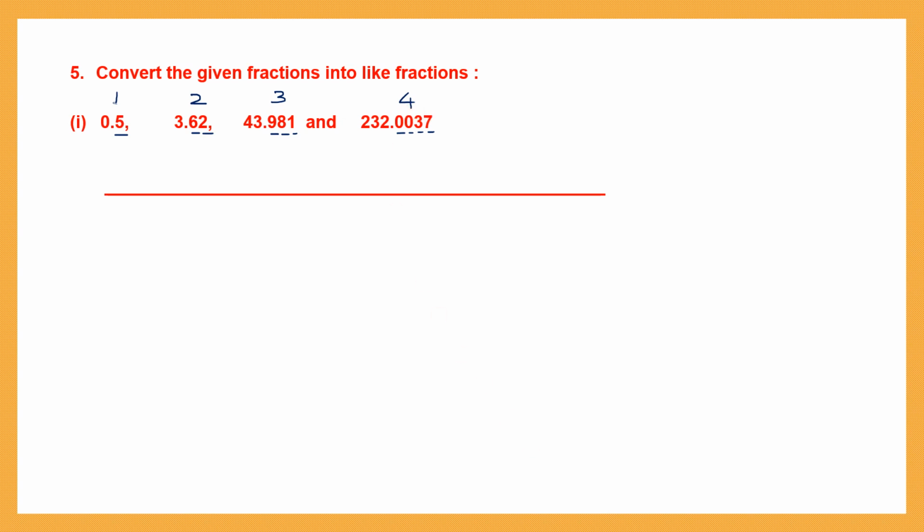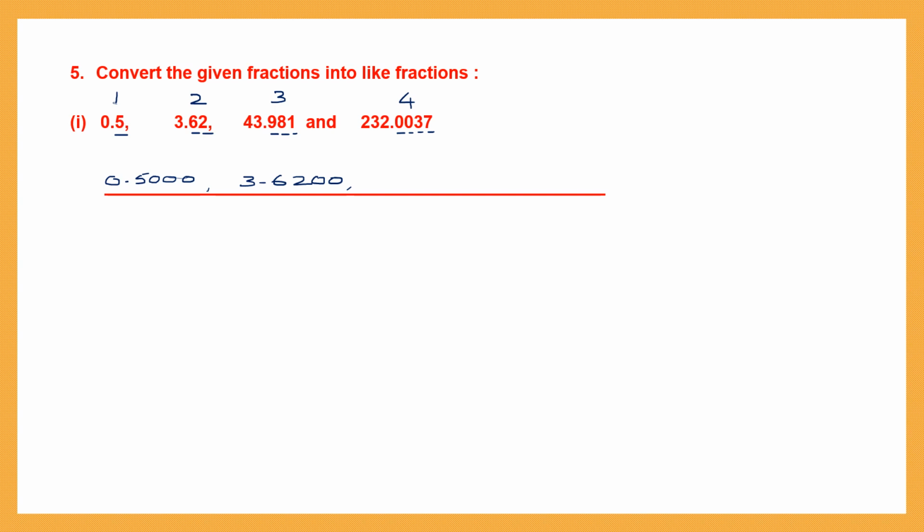So let's see how to do it. Let's write down the first one. First one is 0.5. It has only one decimal place. To make it have 4 decimal places, I'm going to put 3 zeros. Now how many decimal places are there? 1, 2, 3, 4. There are 4 decimal places. Now let's go to the second one, 3.62. It has only 2 decimal places. I'm going to add 2 more zeros. Now it has 4 decimal places.